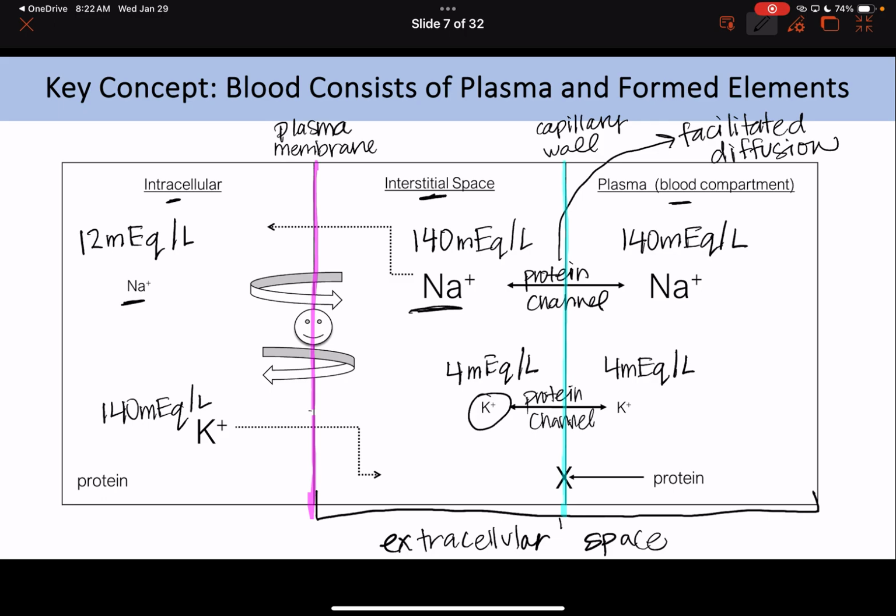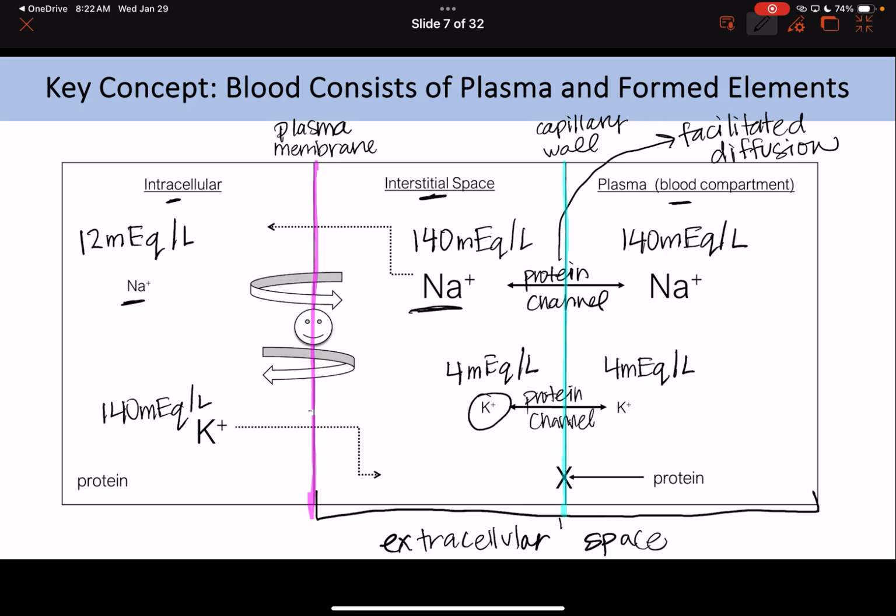And remember, the only things that can move across a membrane by simple diffusion are things that are small, nonpolar, and uncharged, or water, or fat soluble and uncharged. The reason we need that protein channel is because the sodium and potassium are charged, so they wouldn't be able to cross a membrane on their own. They need that protein. They need facilitated diffusion to allow that movement between those two spaces.